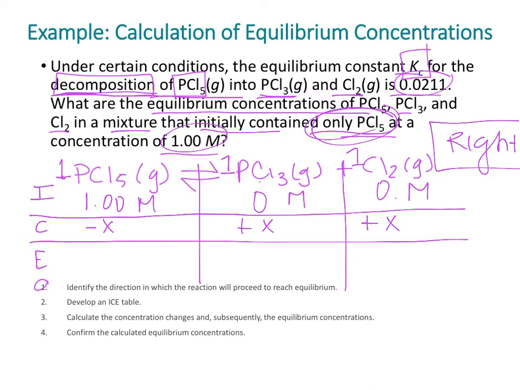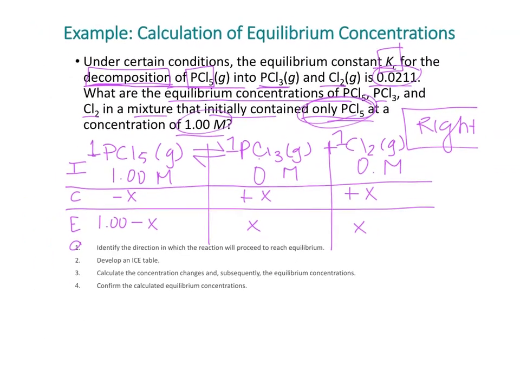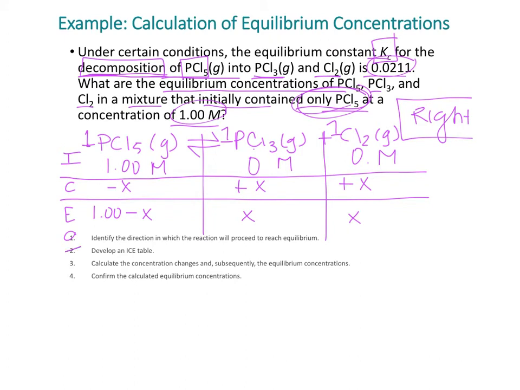Next, we have to fill in what we have for equilibrium. And by fill in, I mean we can just take the initial and either add or subtract whatever change it is. So for PCl5, it's 1 minus X. For PCl3, it's just X, right? 0 plus X just gives you X, and then 0 plus X just gives you X. So once we figure out that X, we will be able to figure out the unknown. So your next thing to do, we finished developing an ICE table, we identified what the reaction was going to do. We are going to calculate the concentration changes by solving for X.